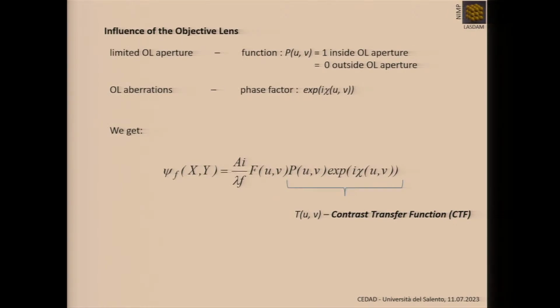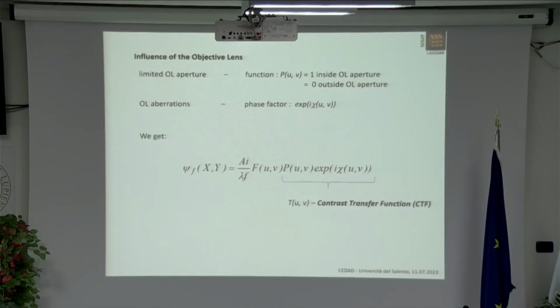Now if we add the influence of the objective lens, meaning that the objective lens has a finite size, to which we associate a function like this, like all the lenses in optical and electromagnetic systems, electron microscopes. Also, the objective lens is affected by aberrations, which produce a phase factor intervening in the shape of the electron wave in the back focal plane of the objective lens. We come to this formula, which includes the Fourier transform operated by the objective lens, the contribution of the finite size of the objective lens, and the contribution of the aberrations.